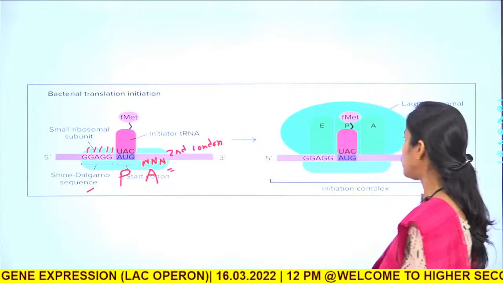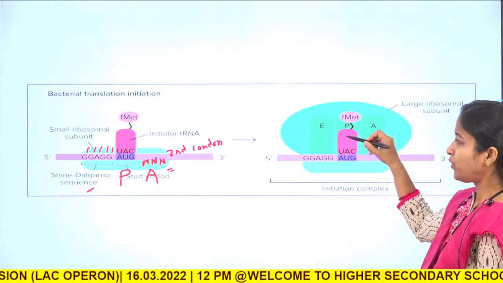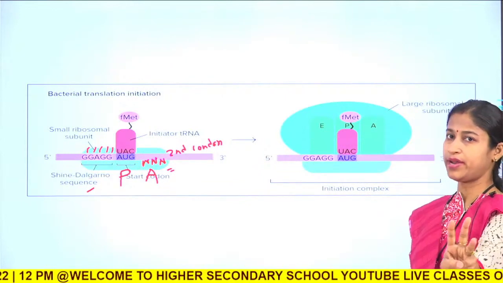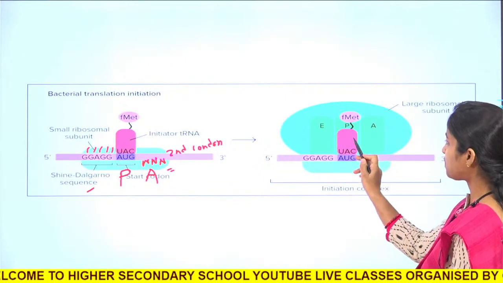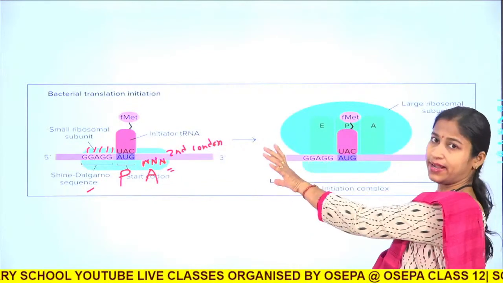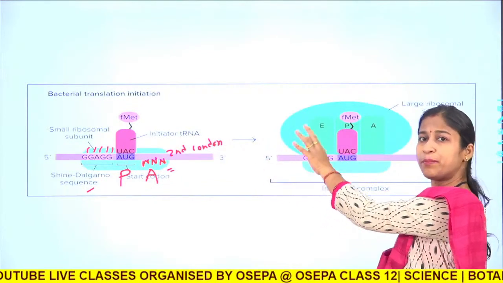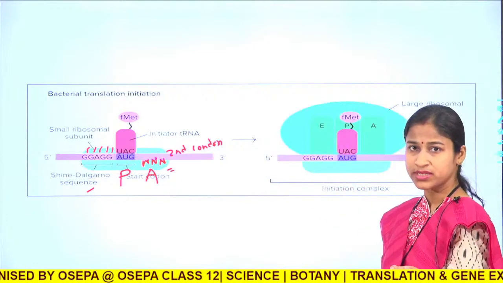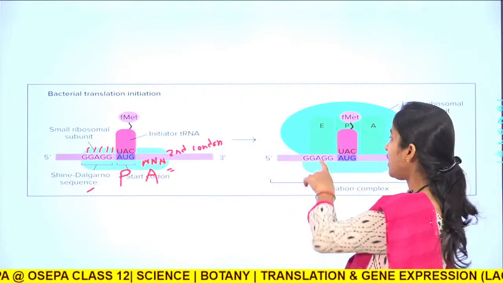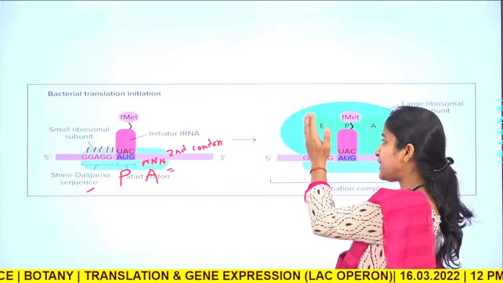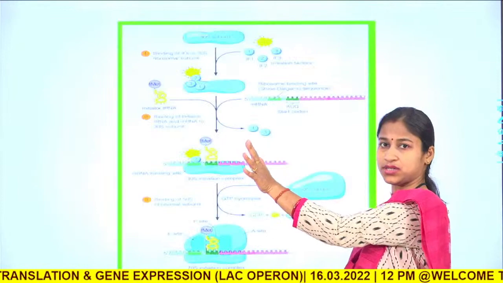Now, as I already told you, with the binding of the larger ribosomal subunit, 3 sites will be created. One is the E site, one is the P site, another one is the A site. The E site is the exit site. Here, always a pre-tRNA which is not having the amino acid charged over it will be left from this side. So, from the exit site that tRNA will be released.